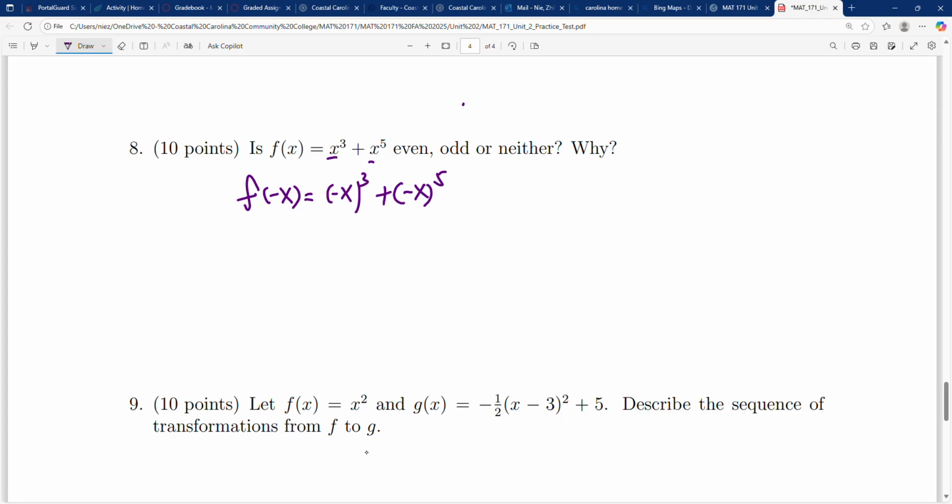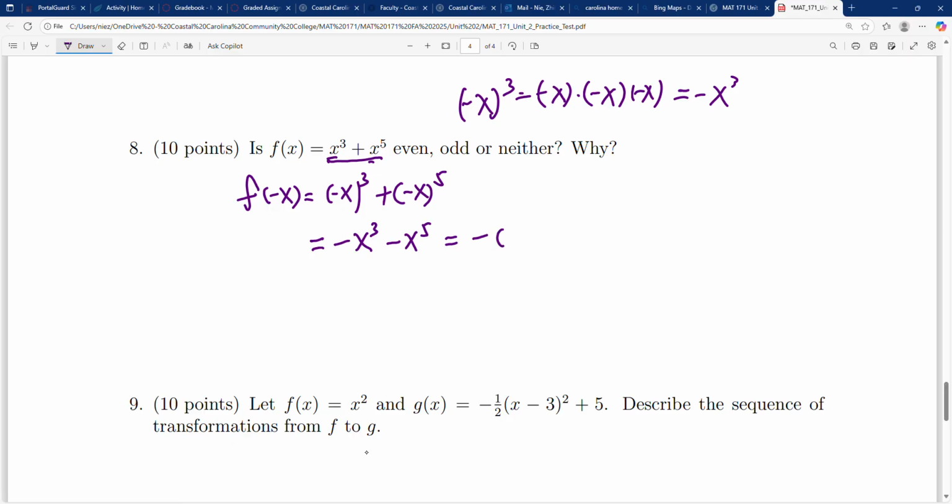So negative x cubed means negative x times negative x, then times negative x. So of 3 negative signs, 2 of them cancel, you only have 1 negative sign. Negative x cubed. Negative x to the fifth, similar, so it's negative x to the fifth. And you compare this with f of x, you can see they are not equal, since here there is no negative sign, but here you have 2 negative signs. But then you can factor the negative sign out, it will become x cubed plus x to the fifth. And then you can see the inside here is f of x. So it's negative f of x.